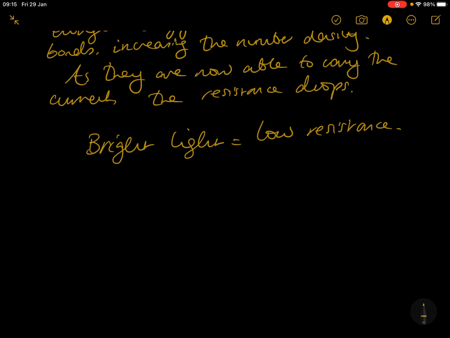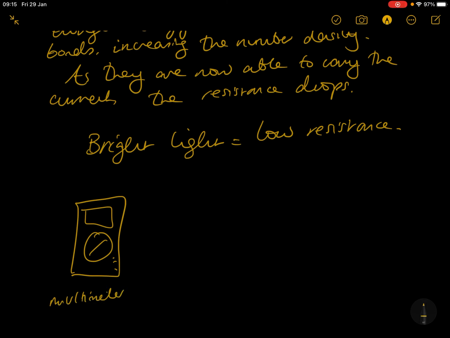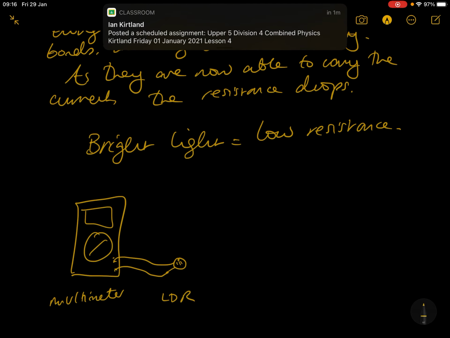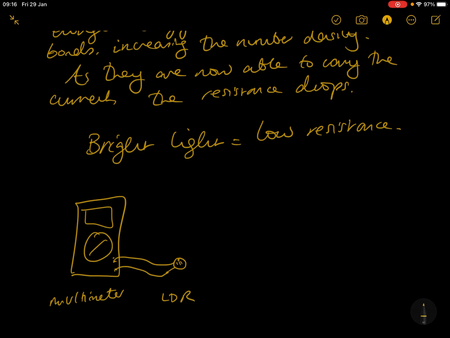If we were in school, we would be doing a practical. Now, the practical we would be doing is having a multimeter. Here we go with our little multimeter. Let's just label that multimeter. And we'd use that to measure resistance. We'd then have it attached to an LDR. Believe it or not, it does actually look a bit like that. It's kind of got little stripes on it. So there's our LDR. And we would have a lamp, for example.